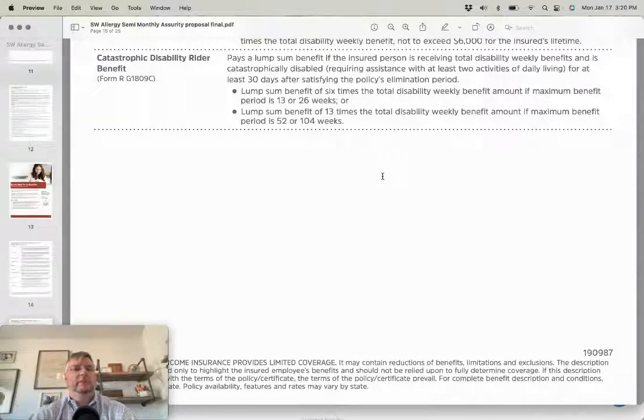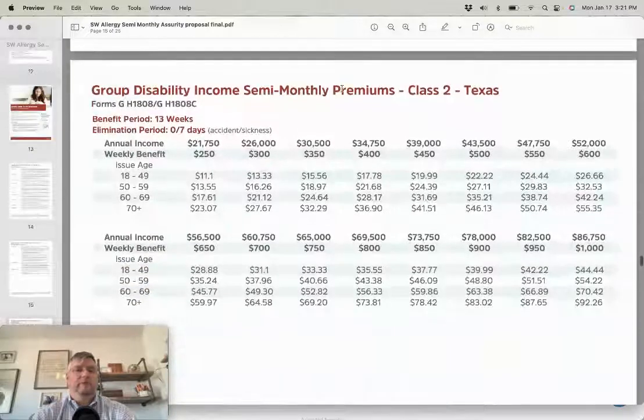Catastrophic disability rider benefit pays a lump sum benefit if the insured person is receiving total disability weekly benefits and is catastrophically disabled, requiring assistance for at least 2 ADLs or activities of daily living for at least 30 days after satisfying the policy's elimination period. So the lump sum benefit is 6 times the total weekly benefit if it is a 13 or 26 week policy. So again, figure $1,000 weekly benefit, lump sum benefit of 6 times that. So very cool. And then you have your premiums listed here.